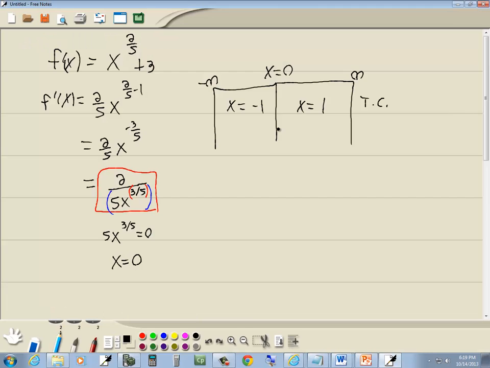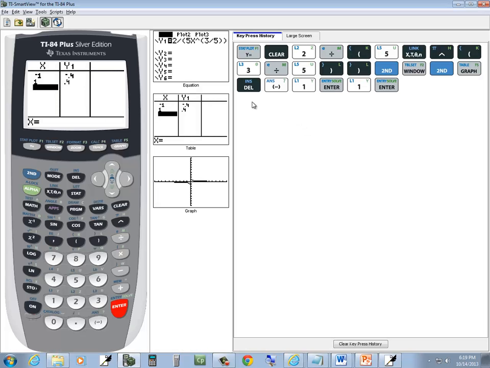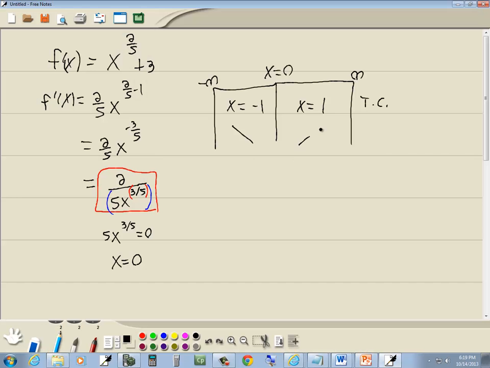Well, the first one gives us a negative, which means this is decreasing. Now the positive one gives us positive 0.4, which means this is increasing. So it's decreasing then increasing, so this is going to be a min. And this is probably so simple I don't need to use the calculator to find it. If I put 0 in for x in my original function, well, 0 to any power is 0, so 0 plus 3 gives us 3. So our min is going to be (0, 3). And that's your answer.